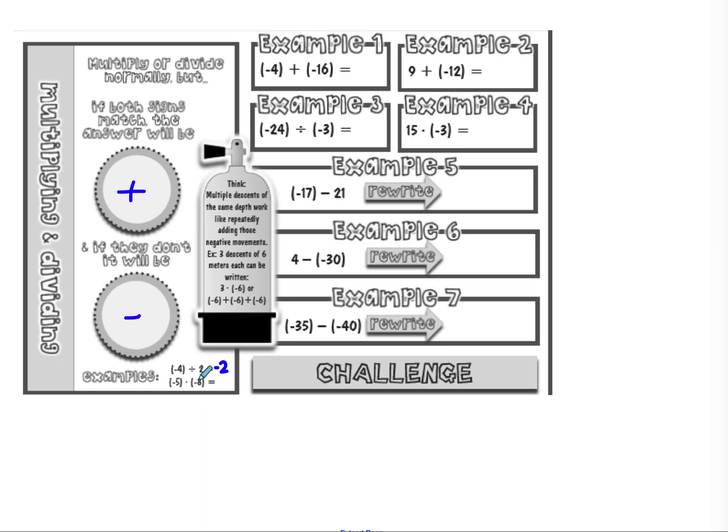-5 times -8, same signs. Answer is going to be positive. 5 times 8 is 40, which means -5 times -8 is also going to be 40.